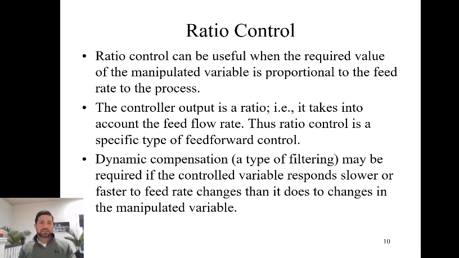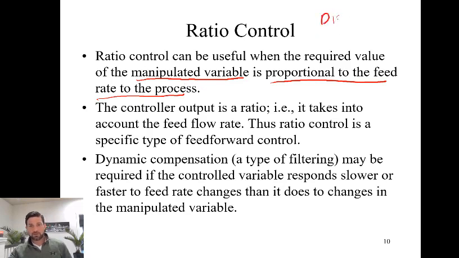All right, so next thing we want to talk about is ratio control. Ratio control is a specific type of control that's useful when the required value of the manipulated variable is proportional to a feed rate to the process. The important thing for ratio control is it's only used when the disturbance is a feed flow.